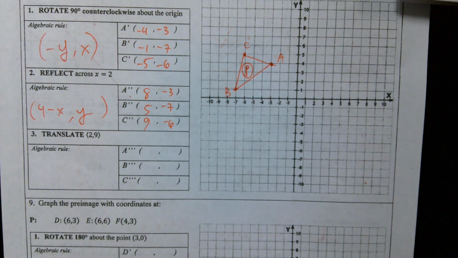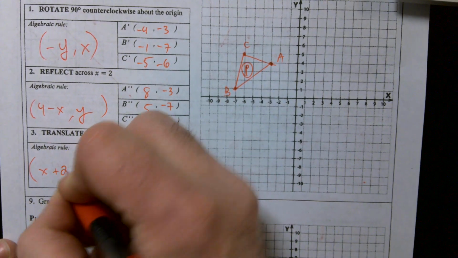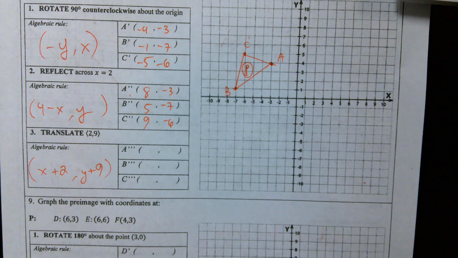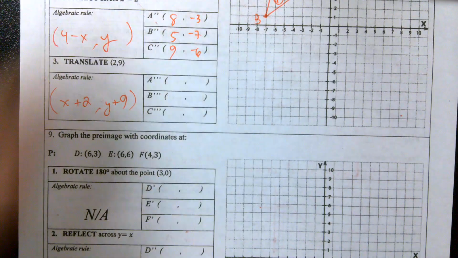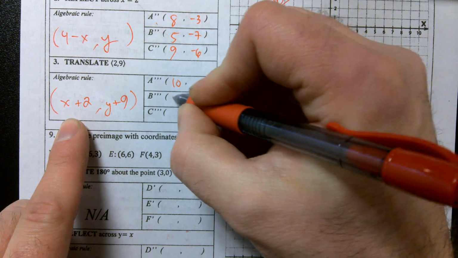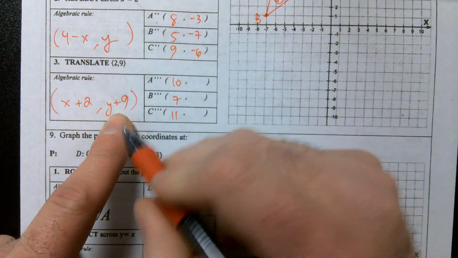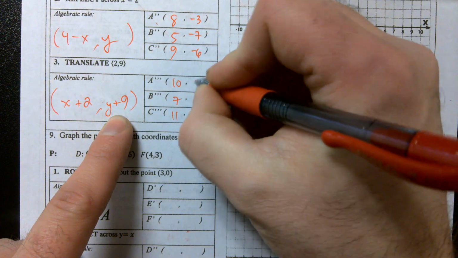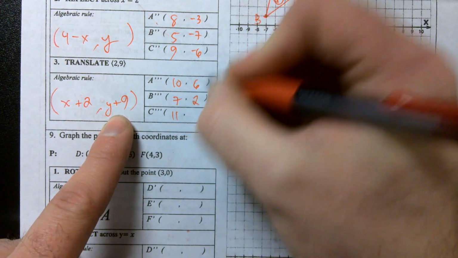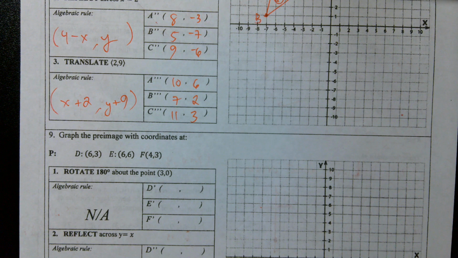Then finally, I'm going to translate 2, 9. What's the rule there? X plus 2, y plus 9. I'm going to take all my x coordinates and I'm just going to add 2. 8 plus 2 is 10. 5 plus 2 is 7. 9 plus 2 is 11. I'm going to take all my y coordinates and add 9. Negative 3 plus 9 is 6. Negative 7 plus 9 is 2. Negative 6 plus 9 is 3. And that's where my final image should be.